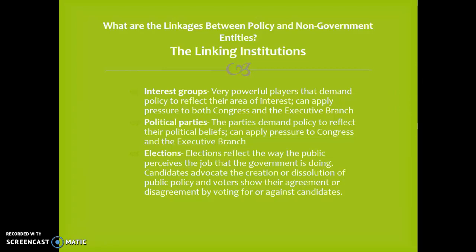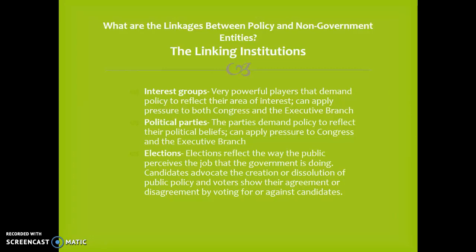Political parties can also demand the policy to reflect their political beliefs. They can apply pressure to both Congress and the executive branch, which does work really well. And then elections, of course, are a reflection of the way that the public perceives how well the government is doing its job. Candidates advocate for the creation or dissolution of public policy, and voters show their agreement or disagreement by voting for or against said candidates.